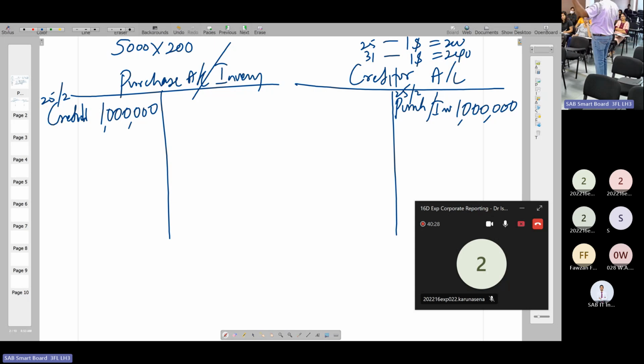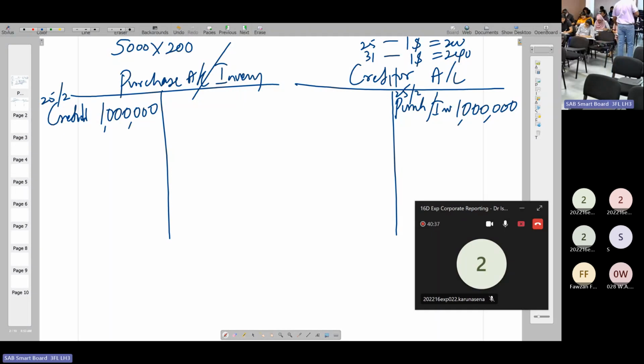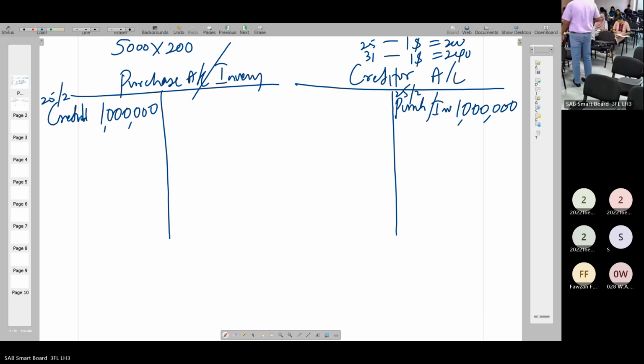Monetary items should be converted at the closing rate. Right? Non-monetary items, you should convert, but at the historical rate. Historical rate, this year's number.